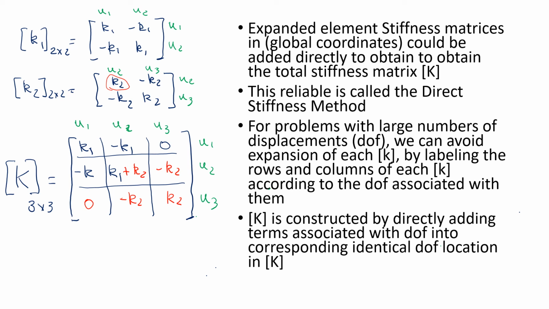This is the direct stiffness method where the expansion of the element stiffness matrices may be avoided, and we come to the same conclusion simply by making sure that we label the rows and columns for each of the element stiffness matrices, and then we construct the global stiffness matrix directly by adding terms associated with each degree of freedom into the corresponding identical degree of freedom location in the global matrix K. This concludes the direct stiffness method video, and we will be looking next at a complete solution.